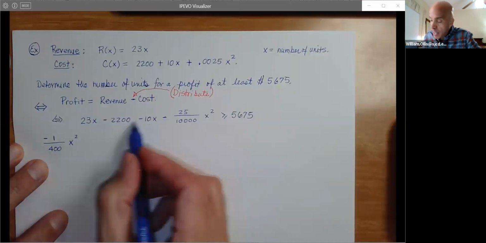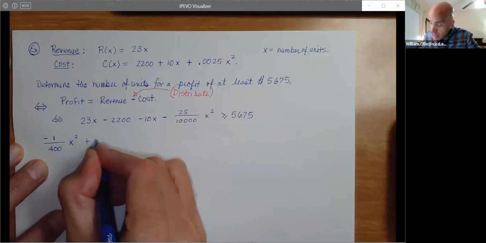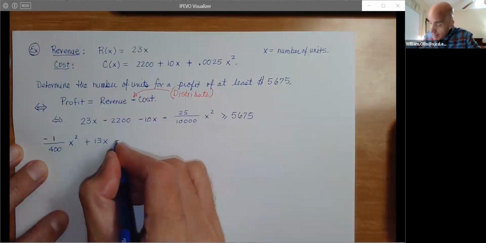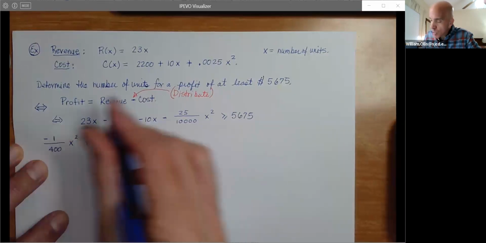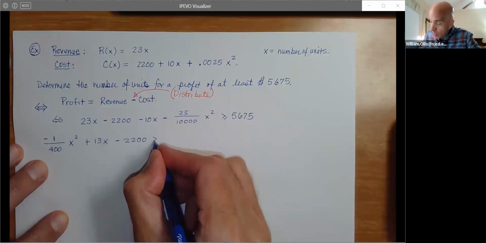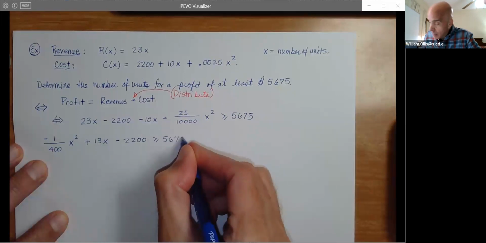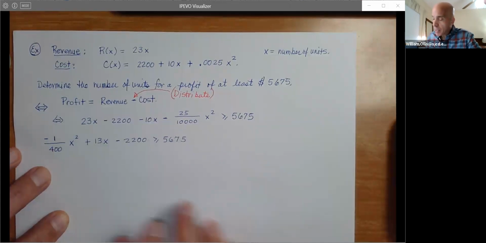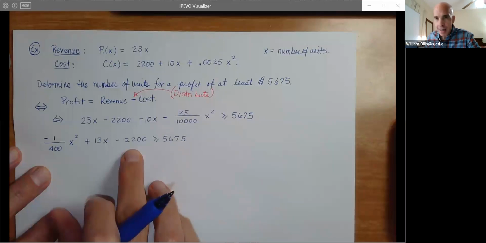And then, of course, if we add the 2 terms with x, we'll get a plus 13. And then, of course, we have a minus 2,200. So we're just cleaning this up. We're not doing anything elaborate. Greater than or equal to 5,675. Now, if you like, and I'll do this in 2 steps, let's just go ahead and run this guy over.